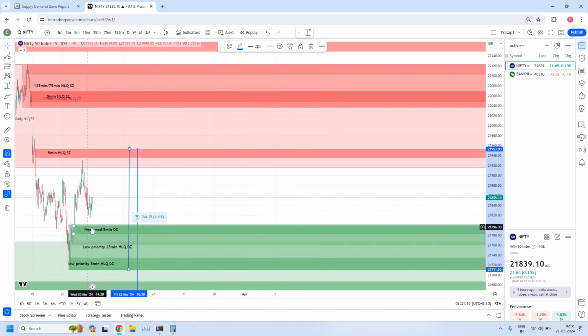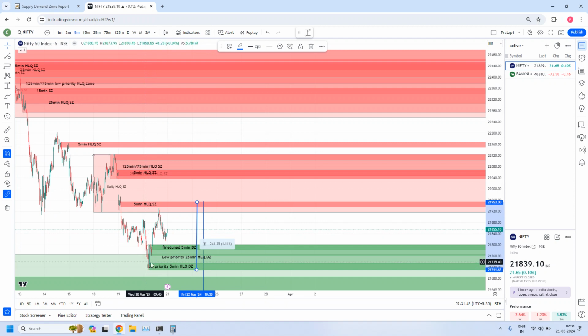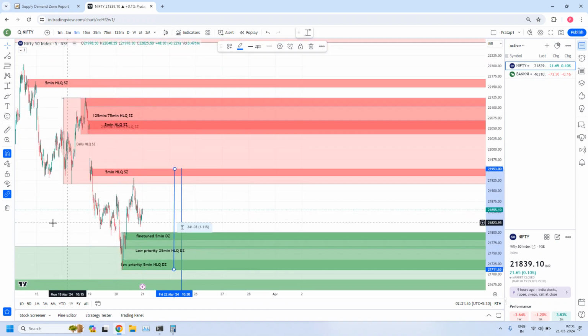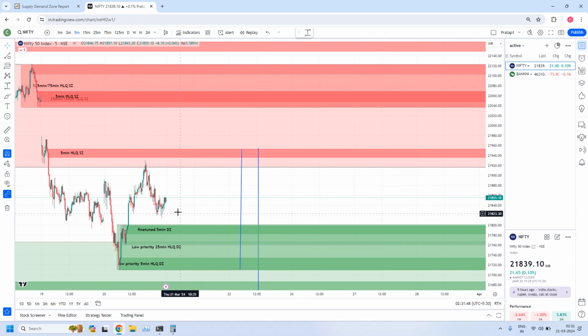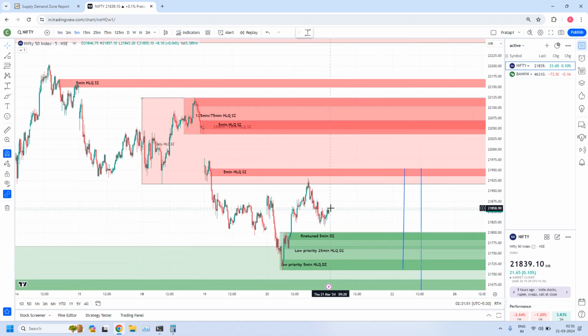Probably the first fine-tuned 5 minute zone, at least one entry it may support. One entry it may support, but this is a low priority. I can't give much importance to this zone. Please remember, most of the times low priority high liquidity zones may give one successful test, but there are times they will also fail. Their success rate is not 80%. High priority high liquidity zones are having an 80% success rate. That is what we've been observing for the last 6 months. We have consistent data for the last 6 months.